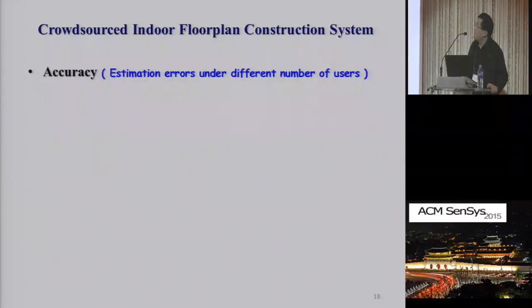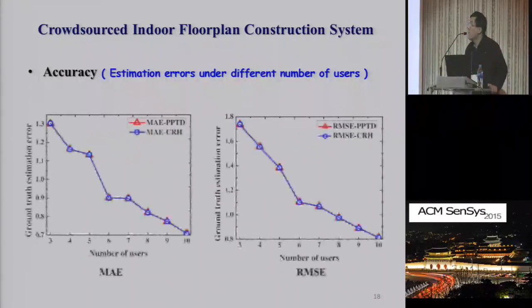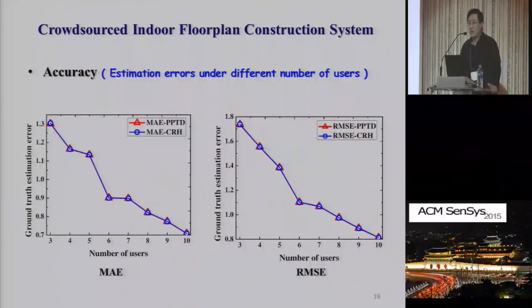We also measured the estimation errors under different numbers of users. In this case, we fixed the value of the rounding parameter L to be 10 to the power 10. And as we can see in the figures, when the number of users is increasing, the error is going down. So this is very intuitive. The more users participate in the crowd sensing task, the more information we'll be able to get, and it's more likely for us to derive more accurate information. And also, we can see that the proposed PPTD scheme can achieve exactly the same accuracy level as the baseline scheme.